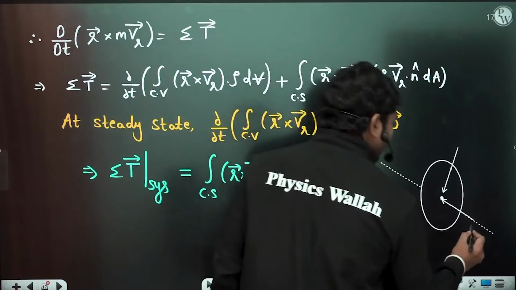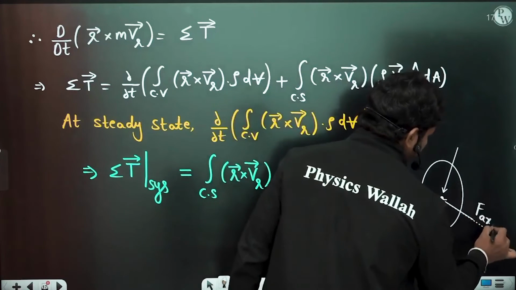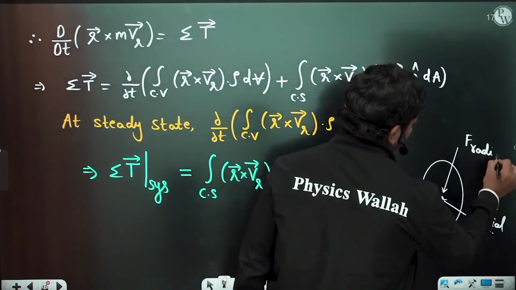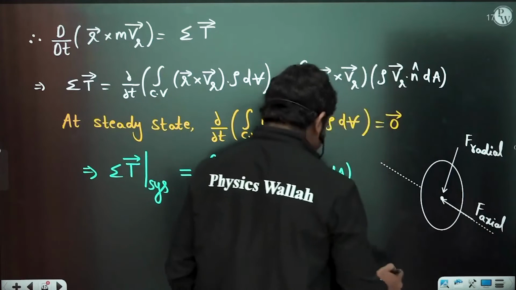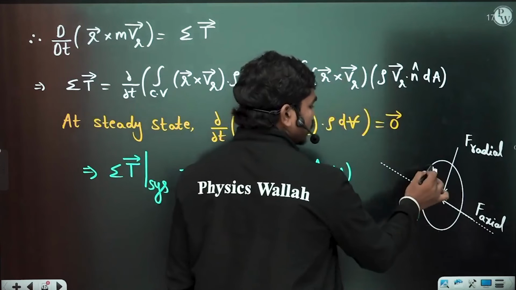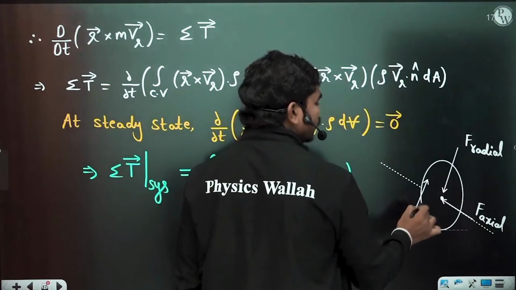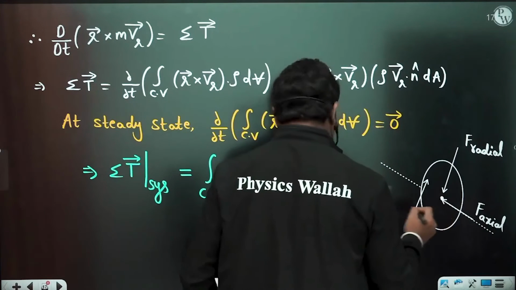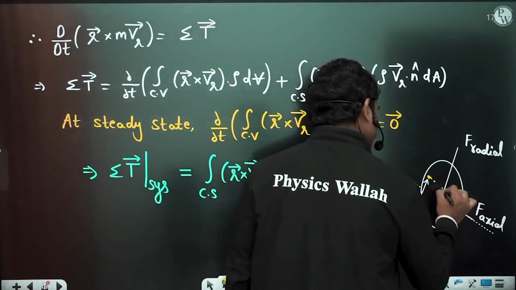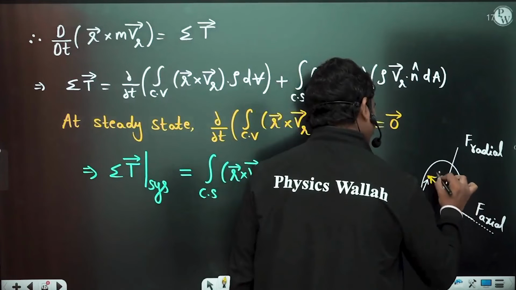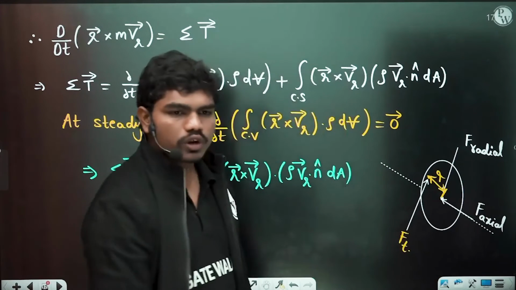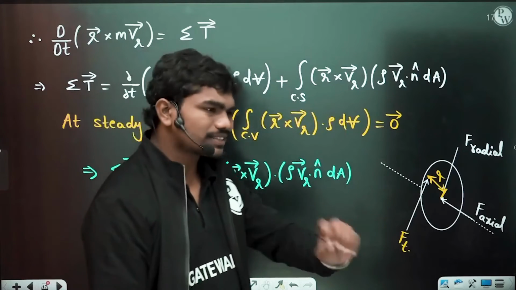So this is F axial, this is F radial, and this is F tangential. For example, let us suppose there is some force which is hitting it tangentially, something like this, maybe at some radius. So let us suppose you have some radius to this particle. This is F tangential. So out of these three components of force, let us suppose there is some fluid hitting.